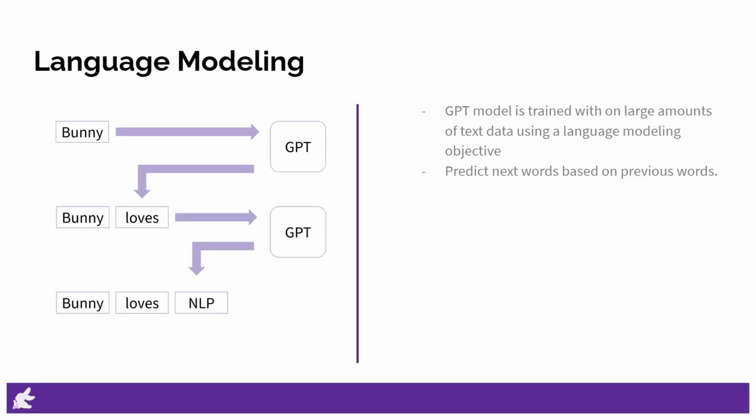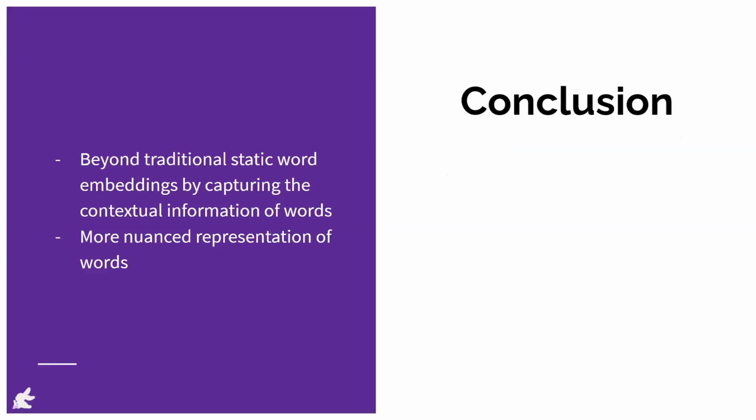Contextual embeddings go beyond traditional static word embeddings by capturing the contextual information of words. They are trained using large-scale language models that learn to predict words based on their surrounding context. These embeddings provide a more nuanced representation of words, allowing models to understand and generate text with a better understanding of context.